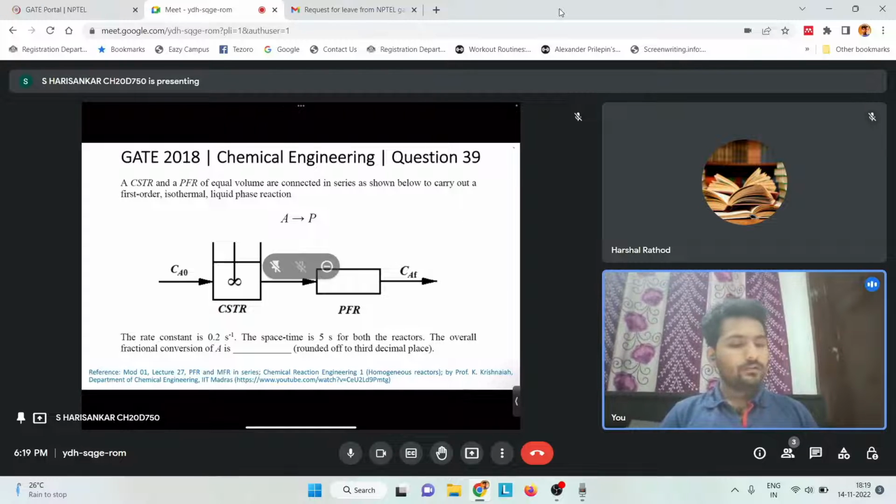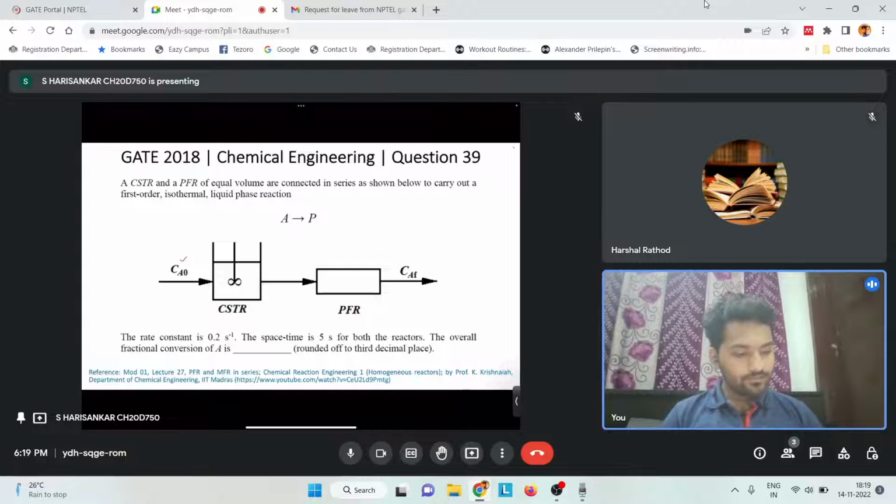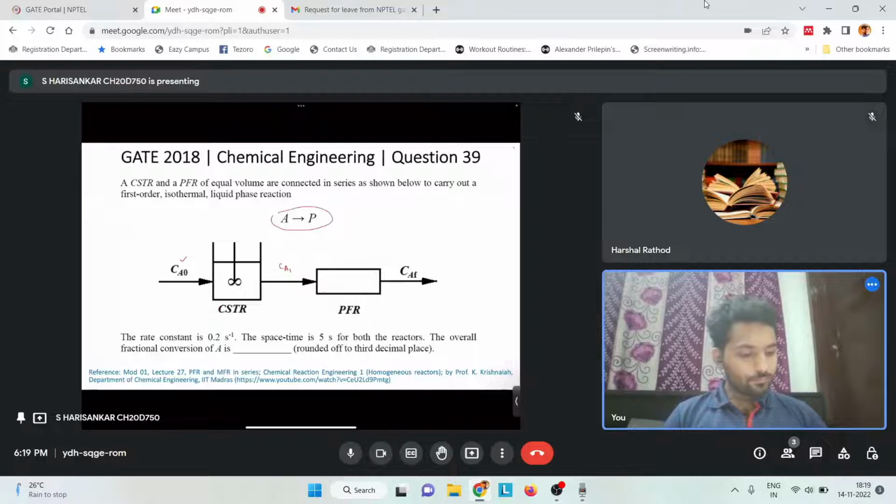So here we have a series system. The system first starts with a CSTR with an initial concentration Ca0, and let's say Ca1 is the outlet concentration of the CSTR, and this Ca1 enters the PFR, and the outlet concentration of PFR is CAF. The reaction that happens here is basically A giving B, and based on the value of the rate constant, which is 0.2 second inverse, this is a first order reaction.